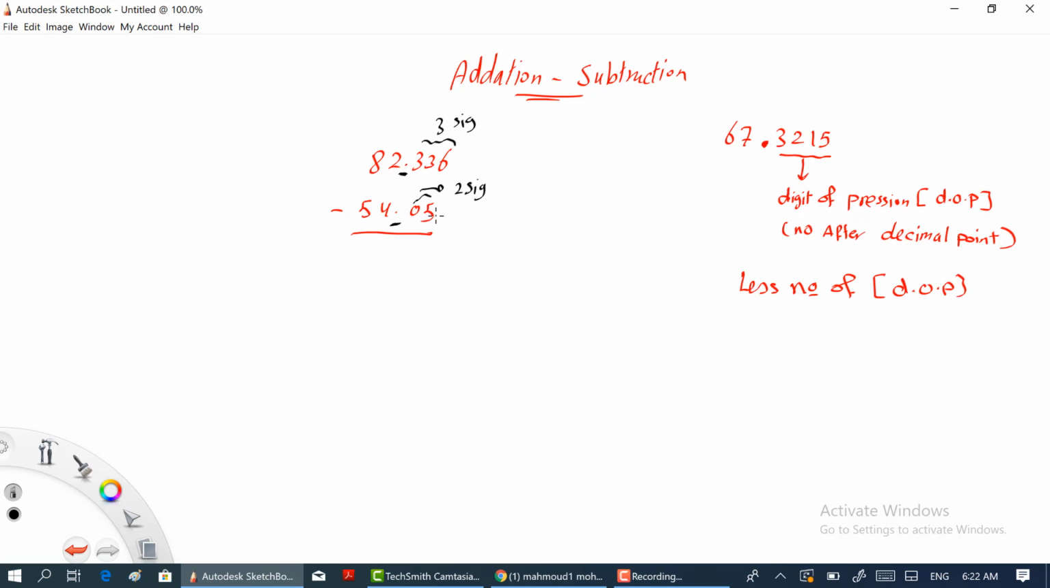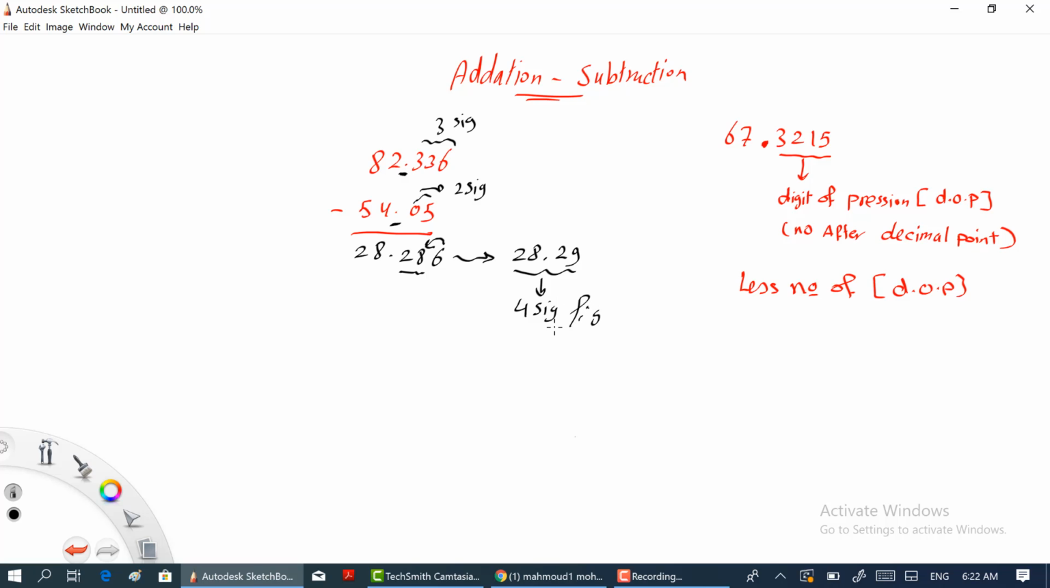So the answer will be 28.286. In this case, the answer will be rounded to 2 digits after the decimal point. We take after the decimal point the lesser number of digits. We're taking only the 2, so the answer will be 28.29, because the 6 will round the 8 up to 9. In this case, the number of significant figures will be 4.